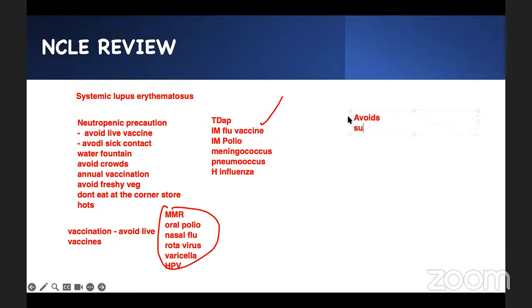And then use some sunscreen. And then for the rash on their face, tell them to use specialized makeup to cover up the rash. You can tell them they shouldn't forget a vitamin D supplement, right? These are the things you tell them, and then neutropenic precautions as much as possible.